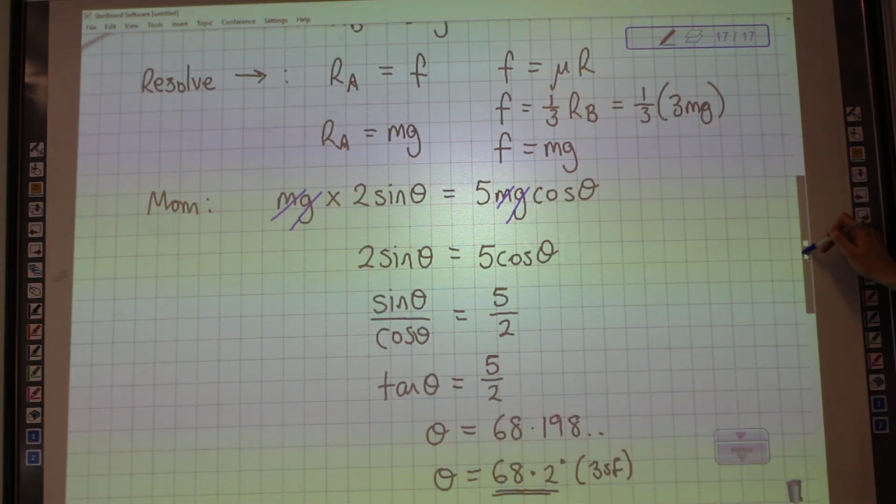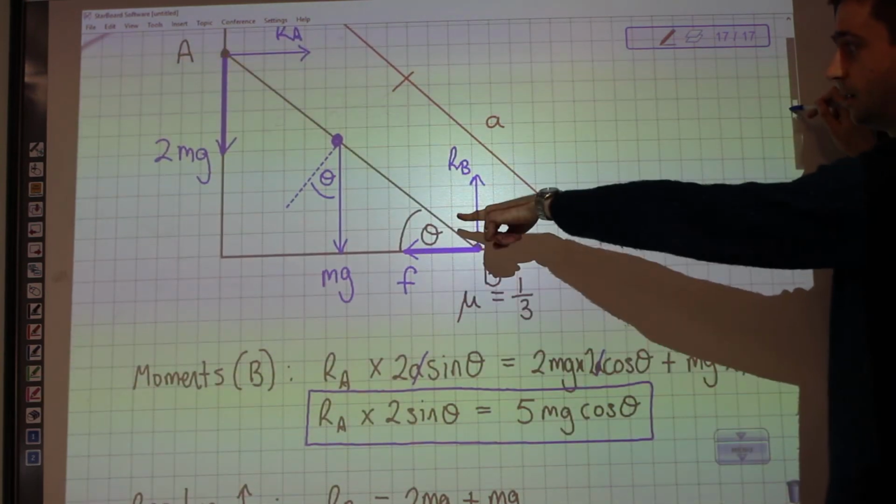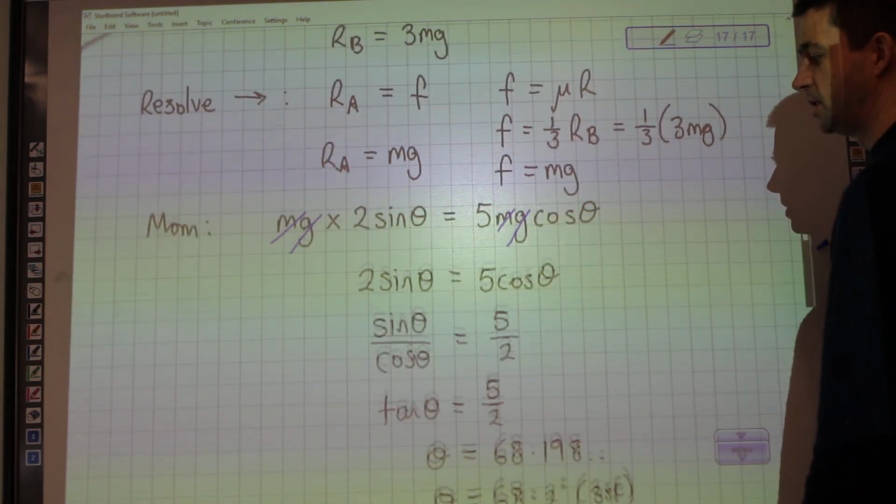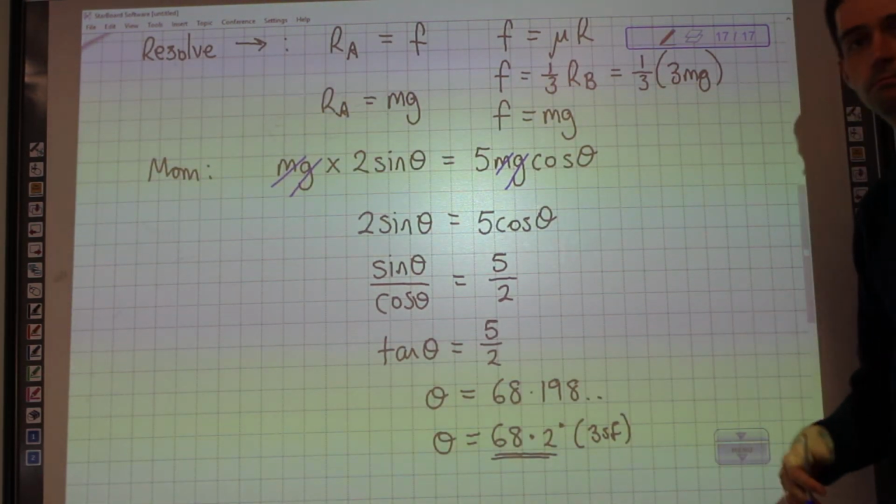So there you go, the angle of elevation of the ladder is 68.2 degrees. Job done.